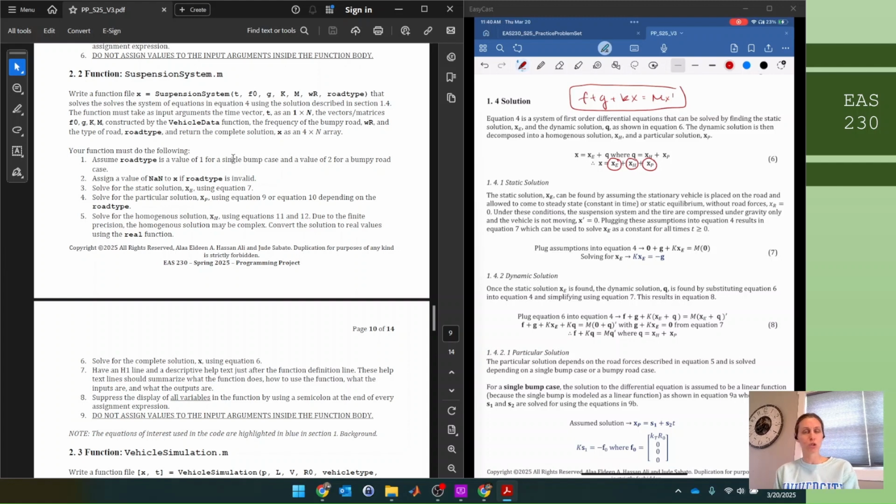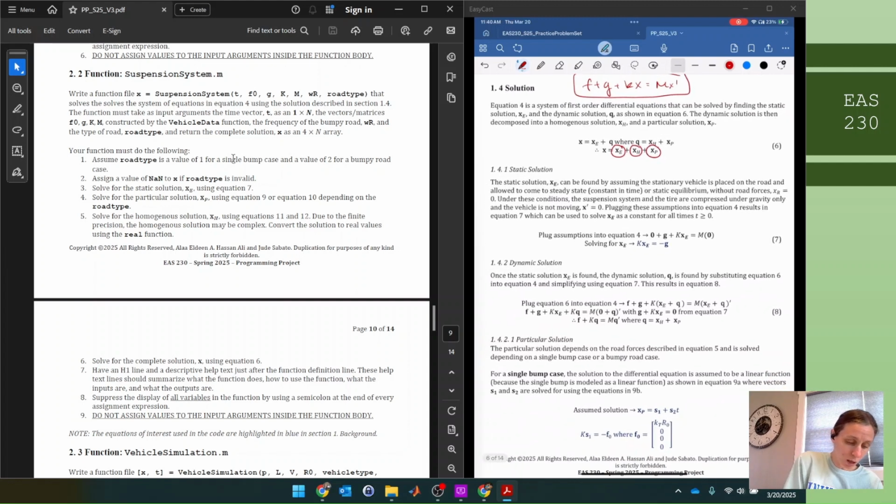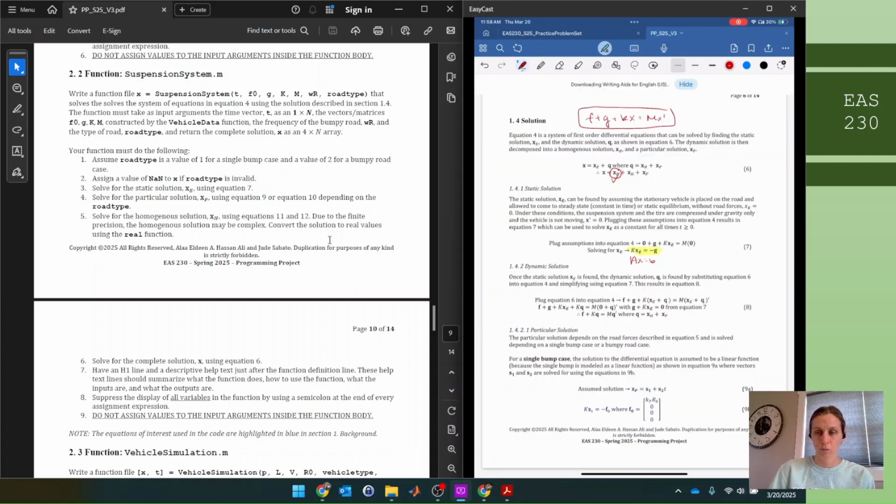The documentation goes through how to solve it, but you'll notice some of these equations are in blue. The blue equations are the ones that are most important. So this is how we find XE. Note, K is a matrix, negative G is a vector, so it looks like AX equals B, right? So we solve that for XE. Check. That one's done. So then we have the dynamic solution. The dynamic solution is this Q here, where it's homogeneous plus the particular.